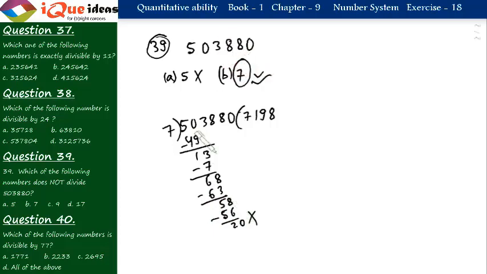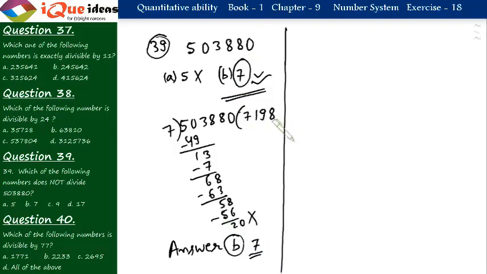So 7 is the answer of this question because it says which one does not divide. Further, we don't need to go and check, right? There are only 4 options. So 7 is the answer of this question, because 7 does not divide this given number. So option B is the answer. Alright, so we don't need to check further.